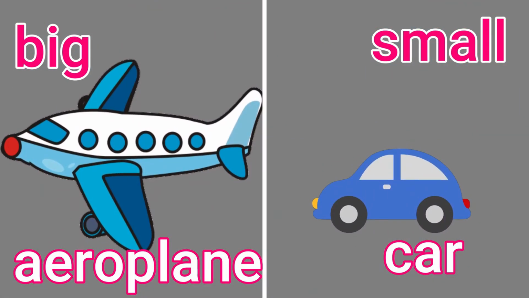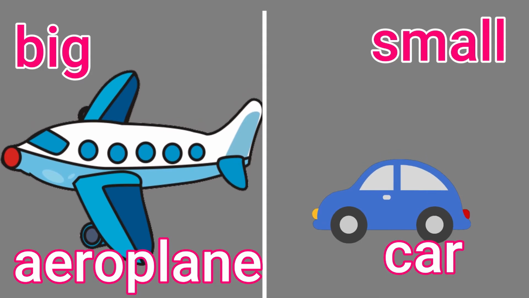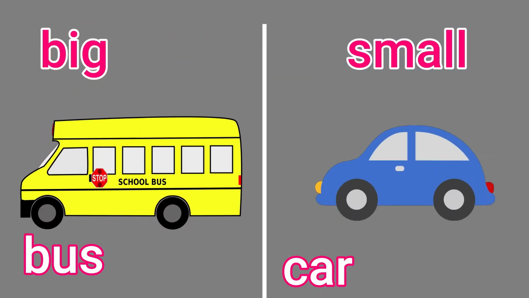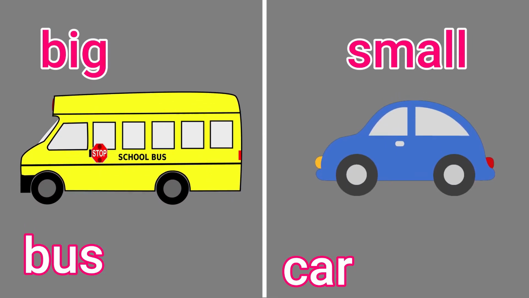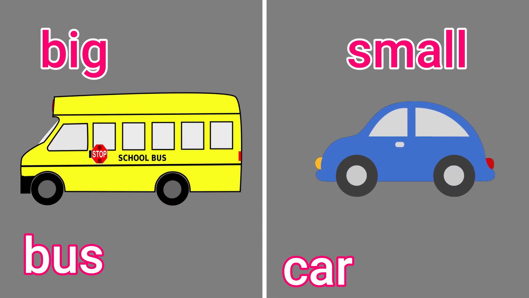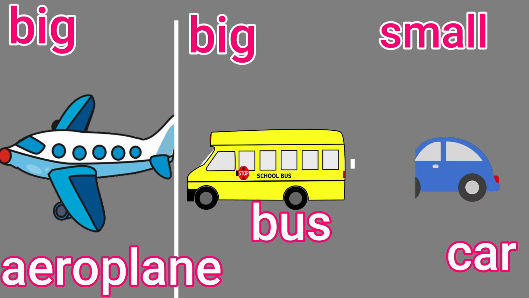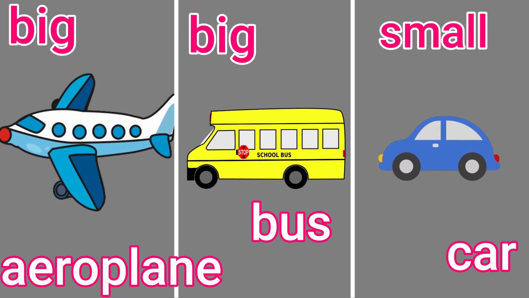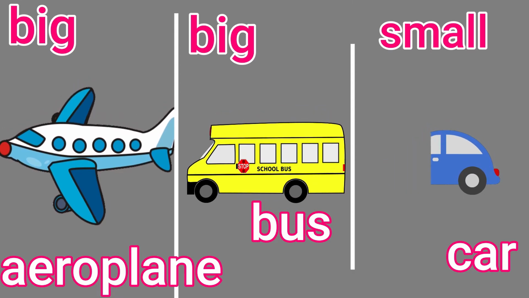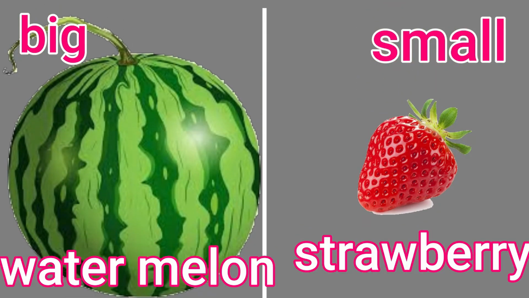Aeroplane. It's a big vehicle. Car is always small. If we compare bus with a car, bus is bigger than car. Aeroplane is very big, then bus. Comparing to these two, car is small.